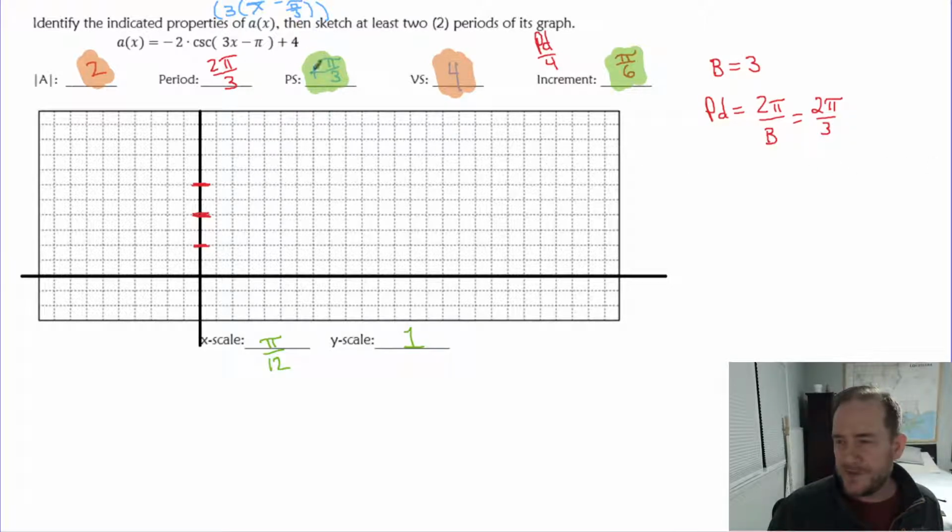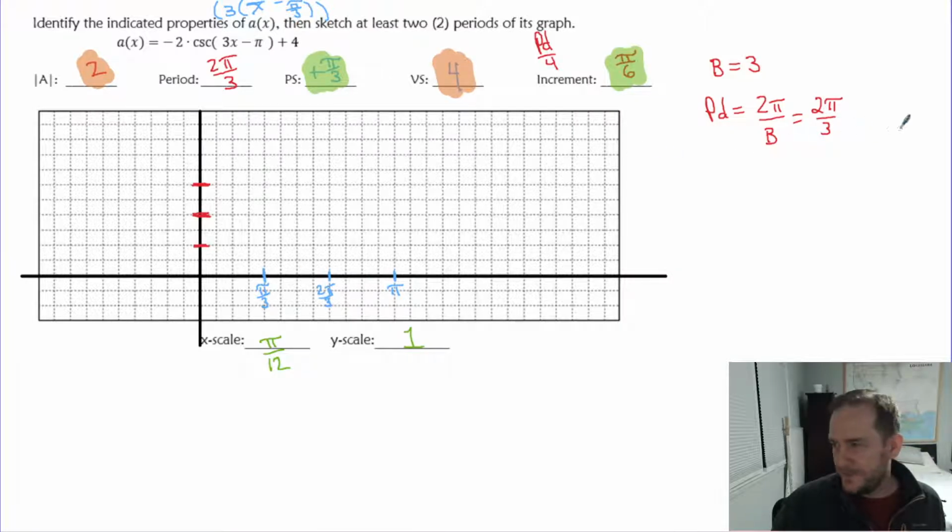Now, our phase shift, we said we're going pi over 3 to the right. Well, our scale's pi over 12, remember? So maybe every couple of boxes, this would be pi over 6. We could go 4 boxes over and show that this is pi over 3. And then 4 more boxes would be 2 pi over 3. And then 4 more boxes would finally put us on pi.